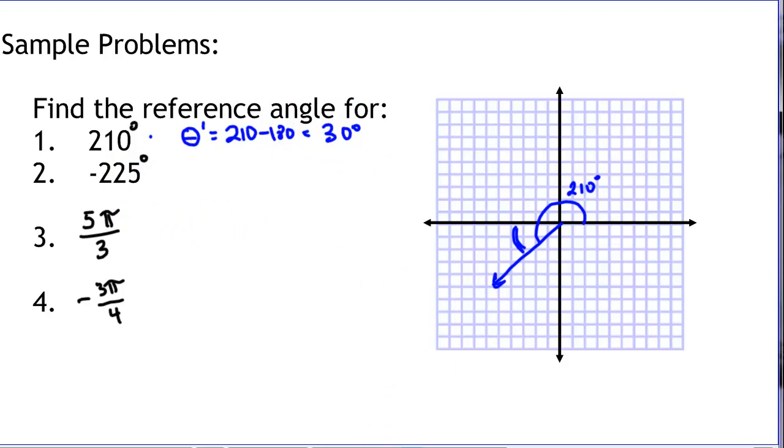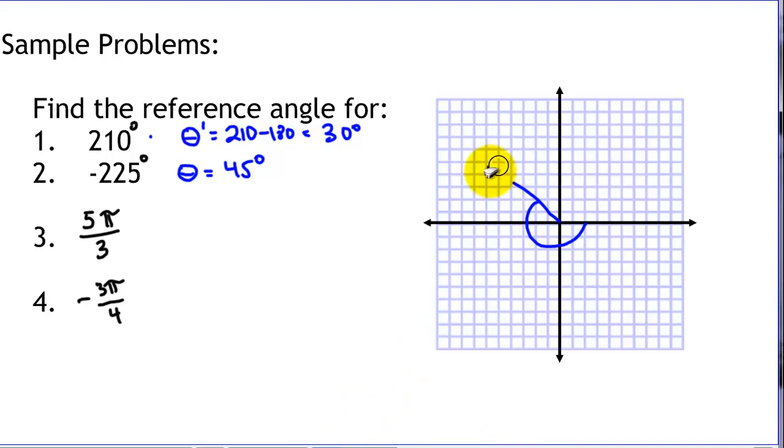Let's look at negative 225. Again, let's sketch our angle. Now we're going backwards. So that's negative 180 and another 45. So our reference angle is 45 degrees. Reference angles will always be positive. So again, it was that angle there.